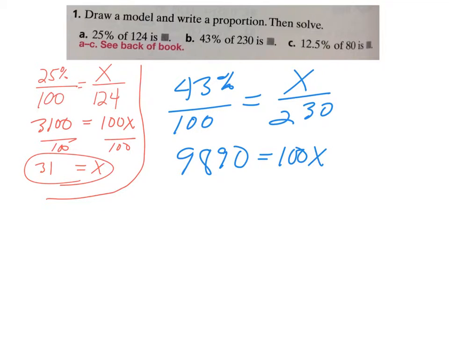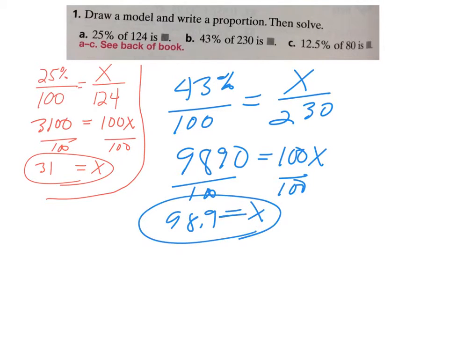So again, a little cross product fun here. We get 9,809 equals 100x. Divide off that 100. And in this case, x is 98.9. There we go. And one more here, make a little bit of room.